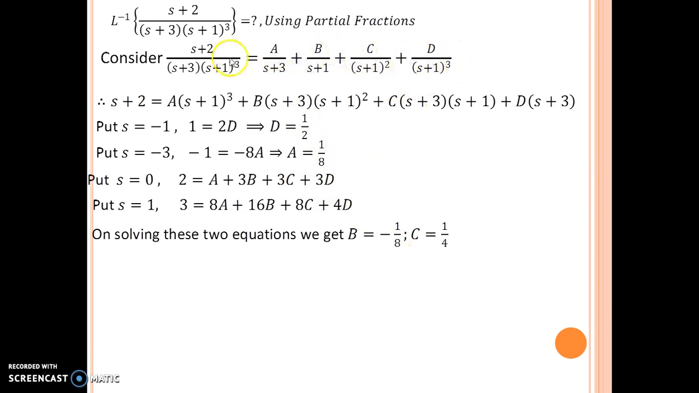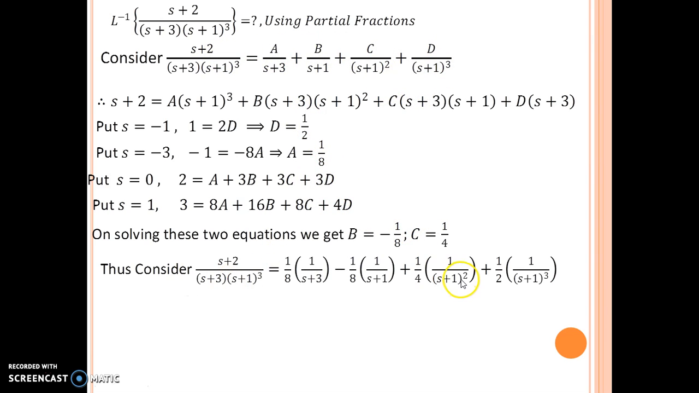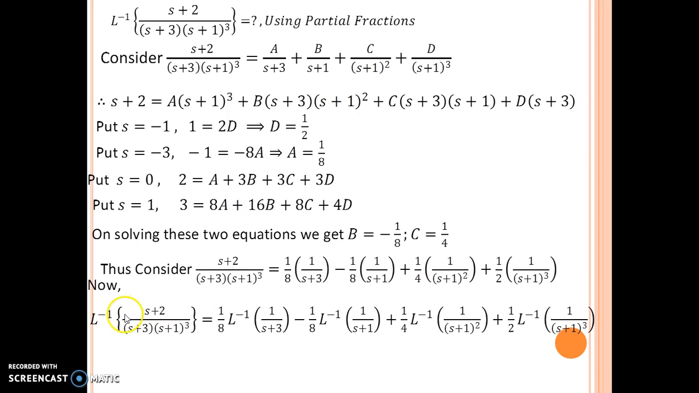Having solved for A, B, C and D, you can substitute these values in this expression. Be careful while substituting, because there is this minus sign involved, so use appropriate brackets. After this, what you are supposed to do is operate the inverse operator L inverse, and the L inverse operator distributes over each of the terms because it is a linear operator, and the constants will pop out. Having done that, you take the inverse Laplaces.